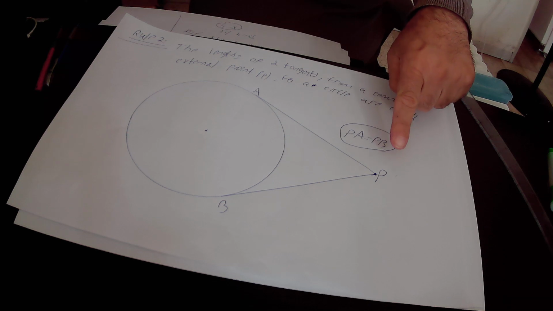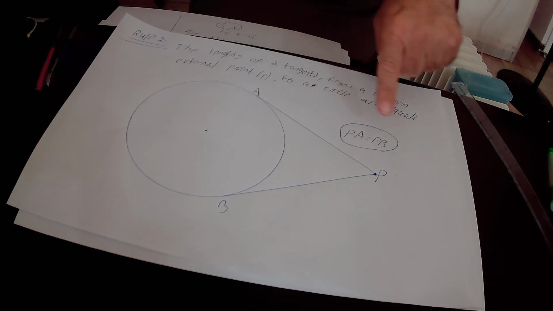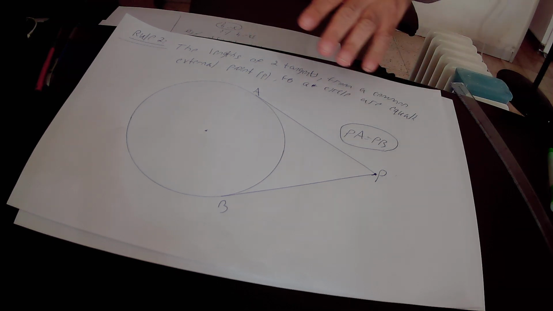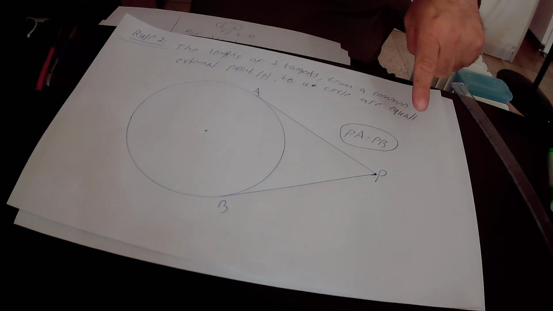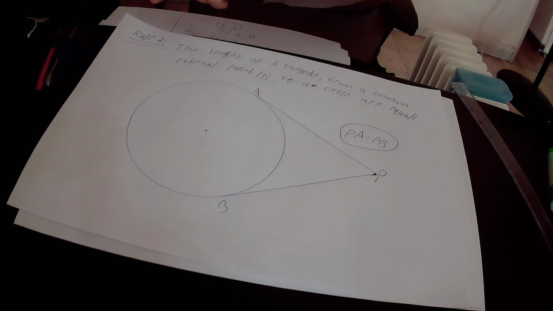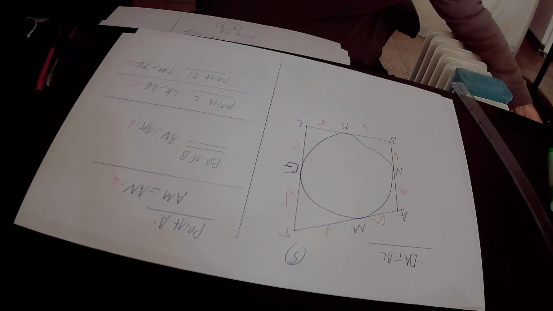We have the common external point P. From the common external point P, we have tangent PA and tangent PB. According to this rule number 2, the lengths of those two tangents that are extended from the common external point must be equal to each other. That is to say, tangent PA equals tangent PB in its length. You can implement rule number 2 in our drawing.